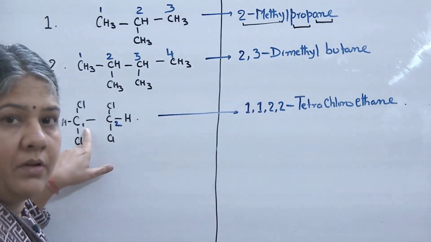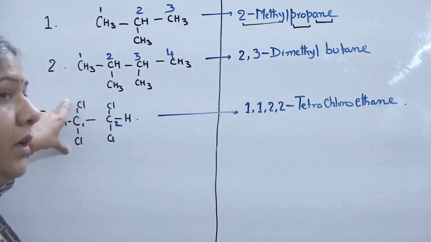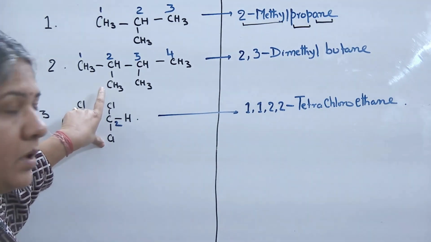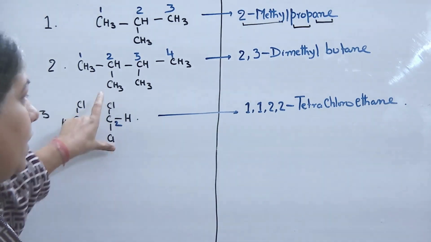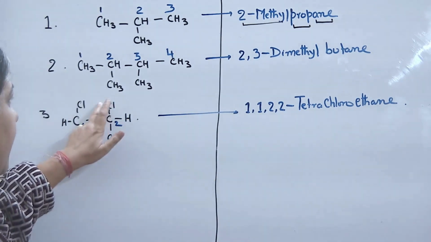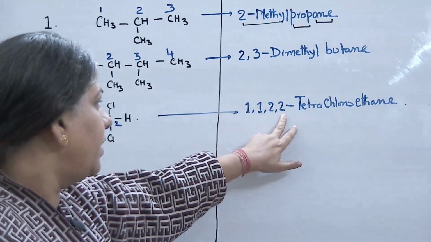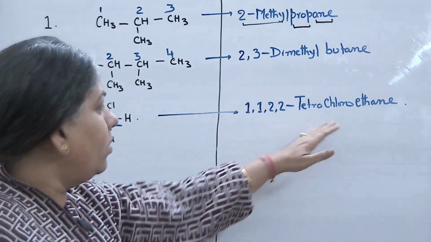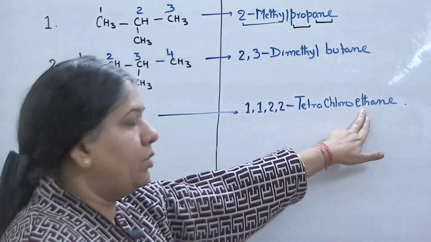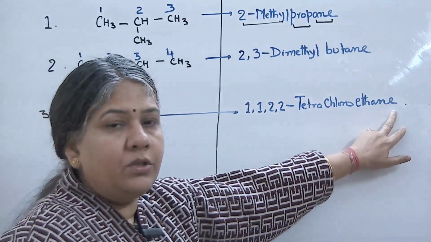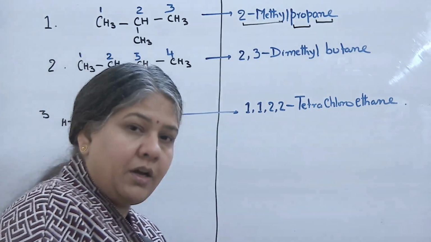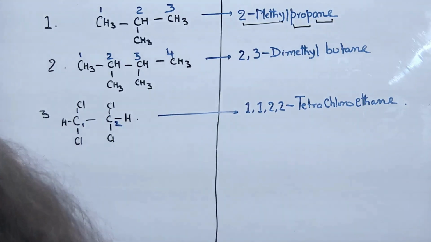On carbon number 1, there are two chlorine atoms, and on carbon number 2, there are two Cl, or chlorine atoms. So we mentioned 1,1 for these two chlorine atoms, then 2,2. So the positions are mentioned here. Tetrachloro, as the total number of chlorine atoms is 4. The number of carbons is 2, so eth, and they are joined by a single bond, so the word ane. So this is the way you name the compounds. Now let's practice a few more.